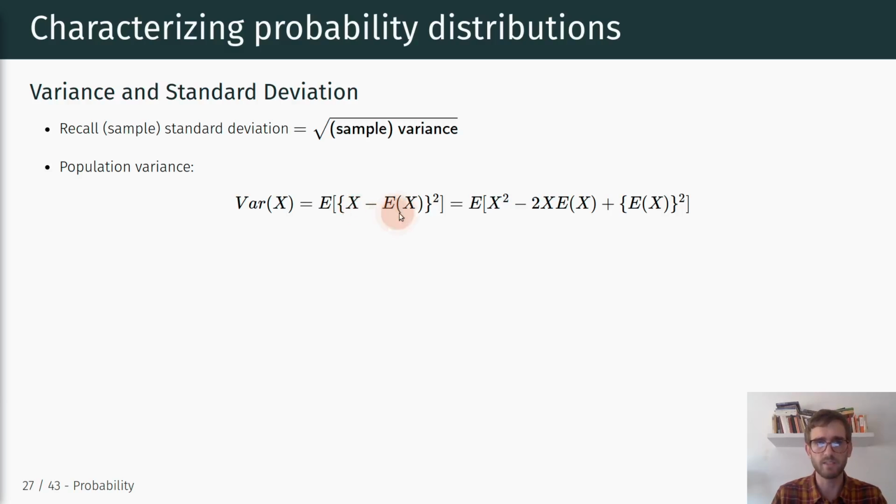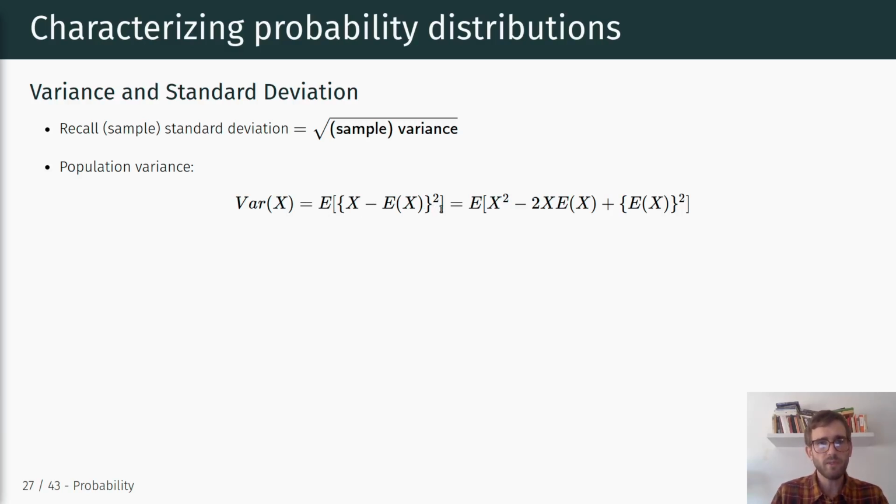So that's x minus the expectation of x, squared, and we take the expectation of that, right? So that's basically the average squared deviation from the mean, right? That's all that this equation or this expression ultimately shows.